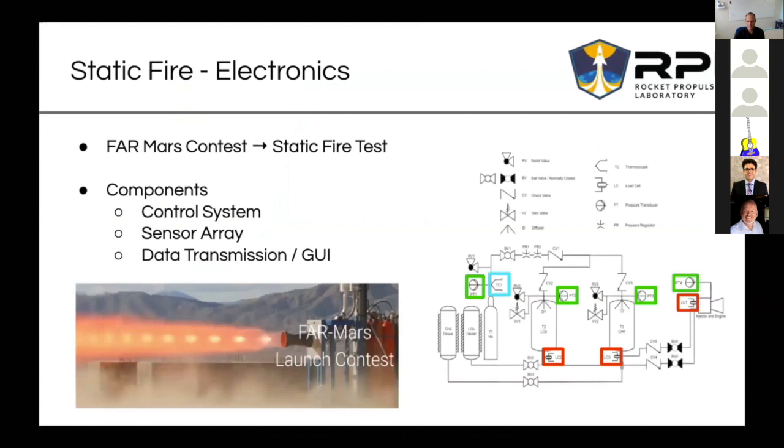However, before the rocket can be entered into the competition, a successful static fire test of the engine must be completed, and the engine's performance and safety must be documented and submitted to FAR. That's where our team comes into play. The electronics team is responsible for providing a control system for the engine, as well as a means to gather, transmit, and process data from the rocket engine during the static fire test.